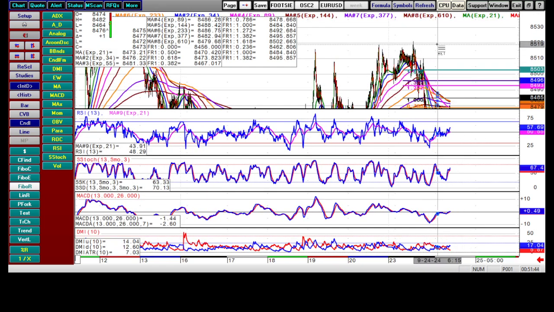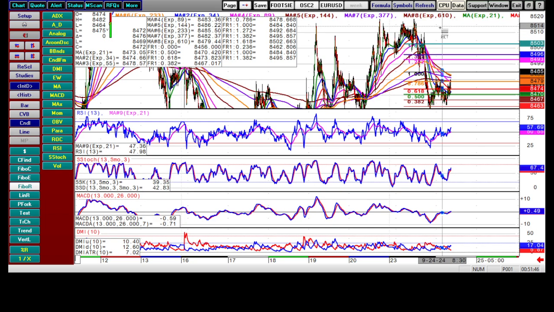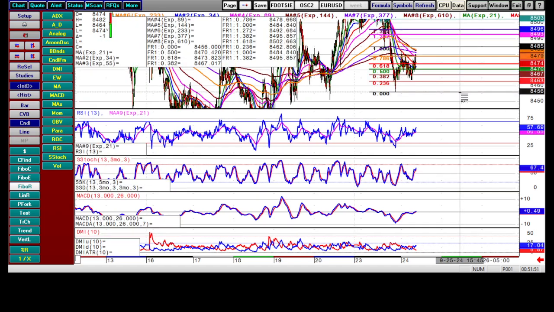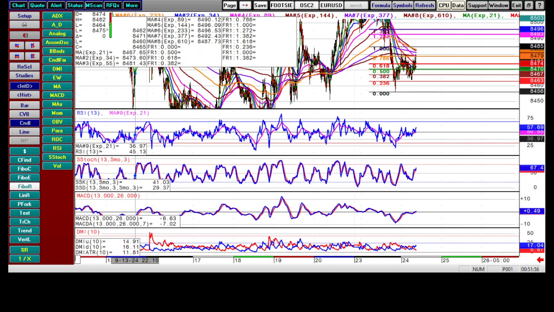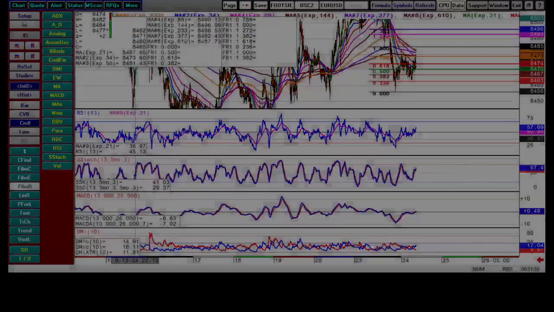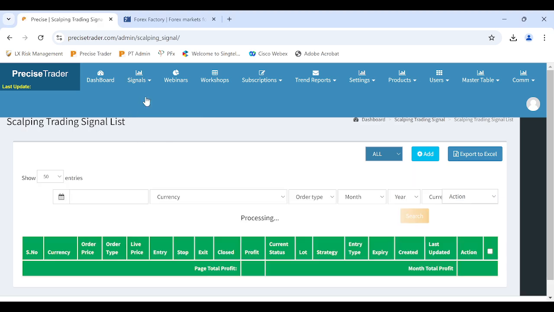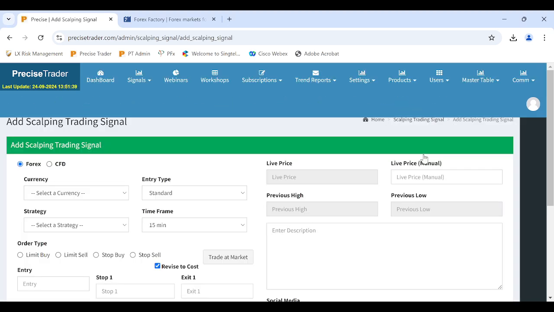84.95 with a stop above 85.20, and the TP, if you are conservative, then probably we may want to exit at 84.55. And again, this is going to be a scalping call, because this is within the range. So we want to sell at 84.95 and stop at 85.20.